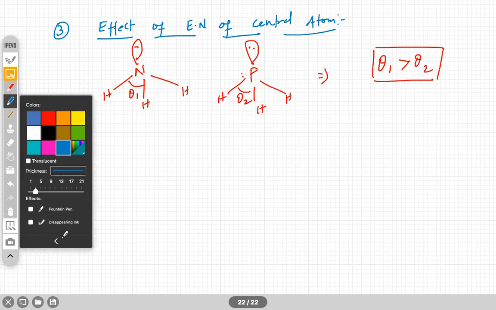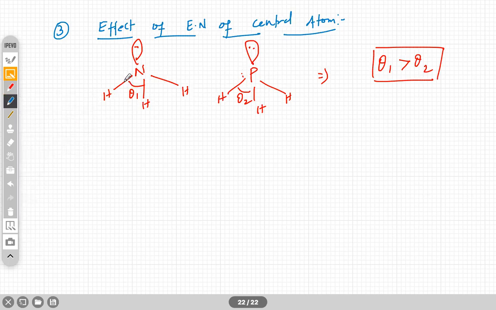since nitrogen is more electronegative, it drags the bond pair of electron towards its side. So here the bond pair electrons are towards the nitrogen atom. Hence they are coming closer. And this tendency is more because of the more electronegativity of nitrogen. They are coming closer, hence produces more repulsion, and the bond angle expands here. Theta 1 is more than theta 2.